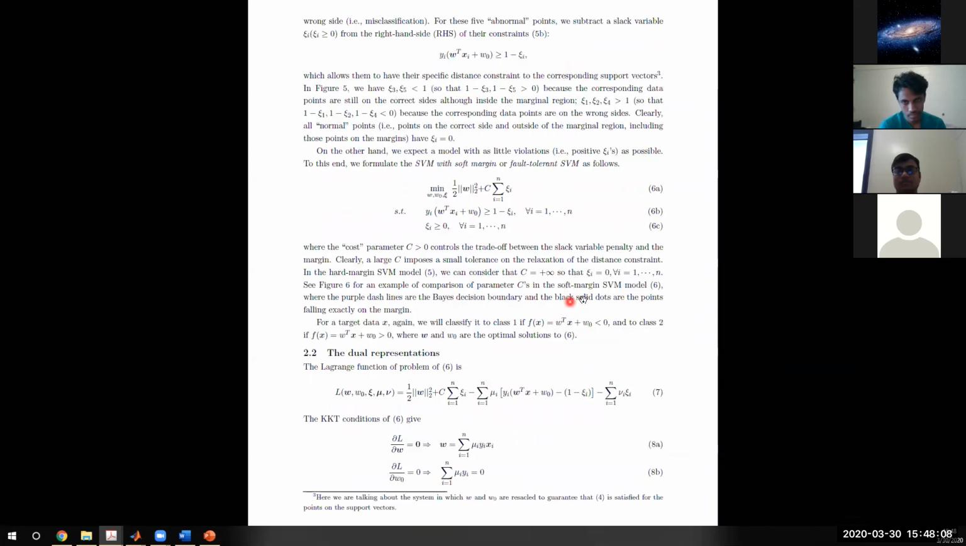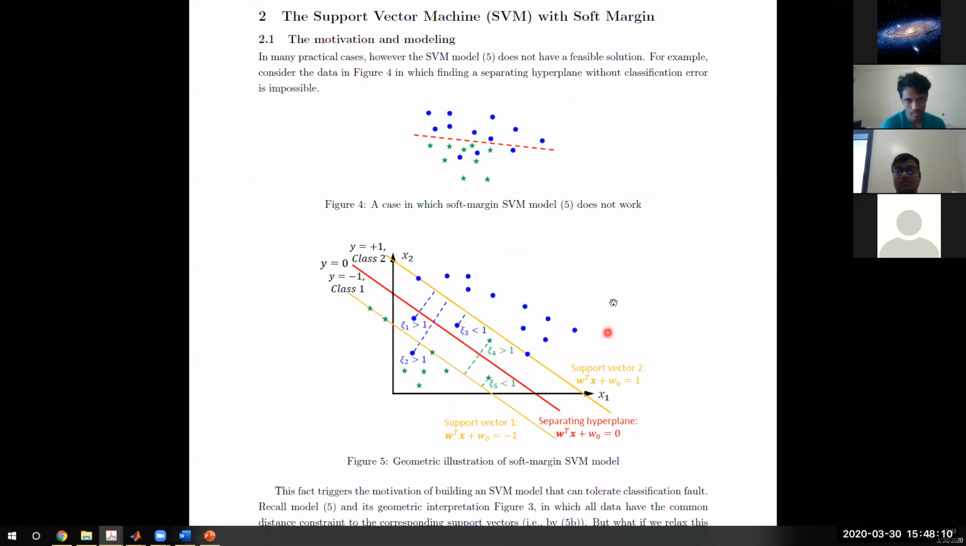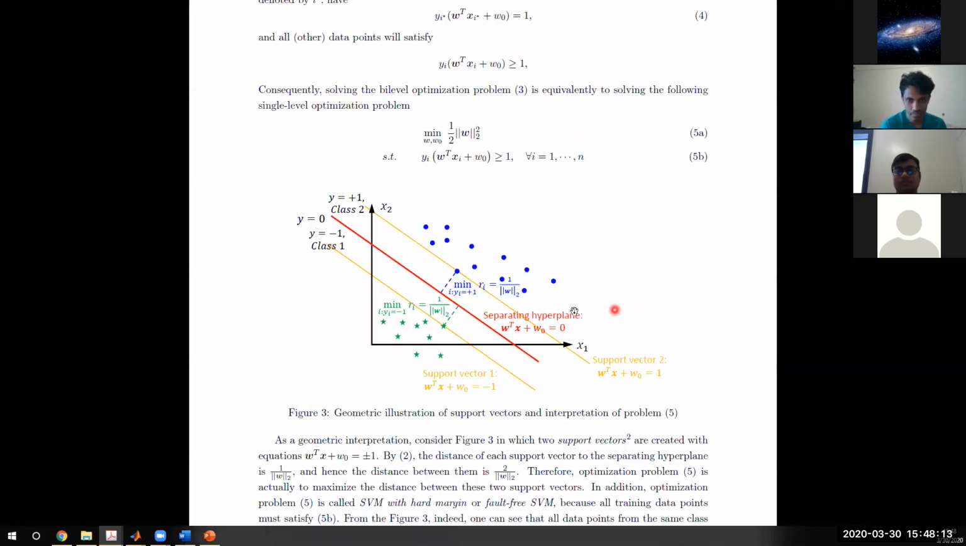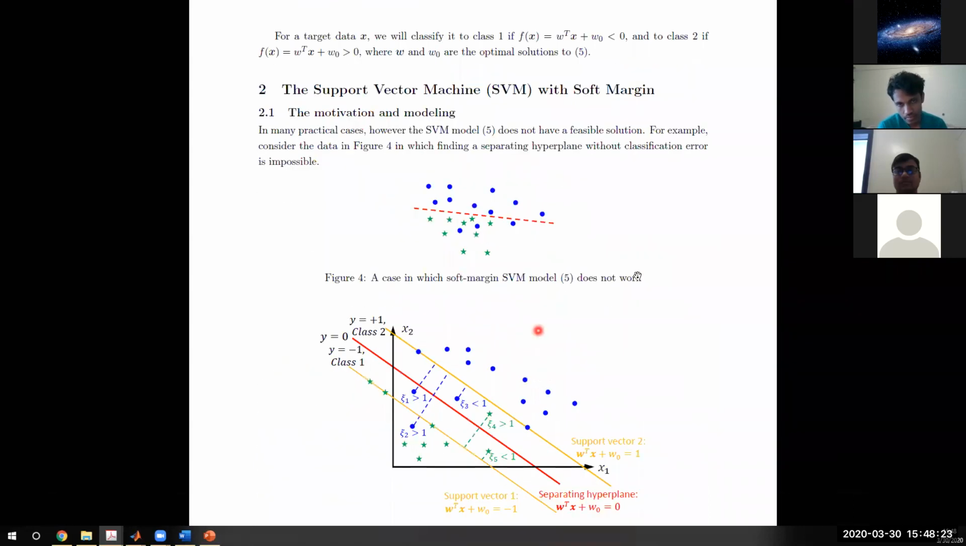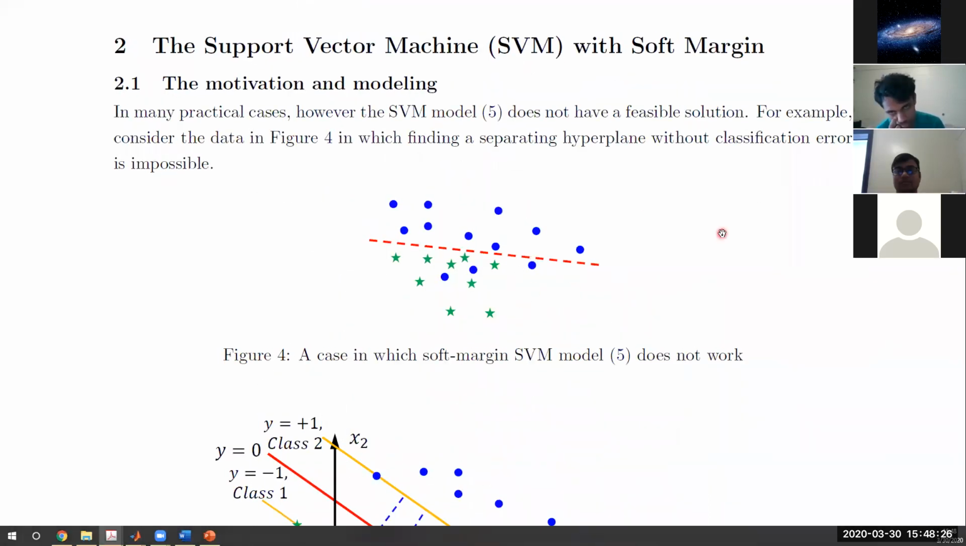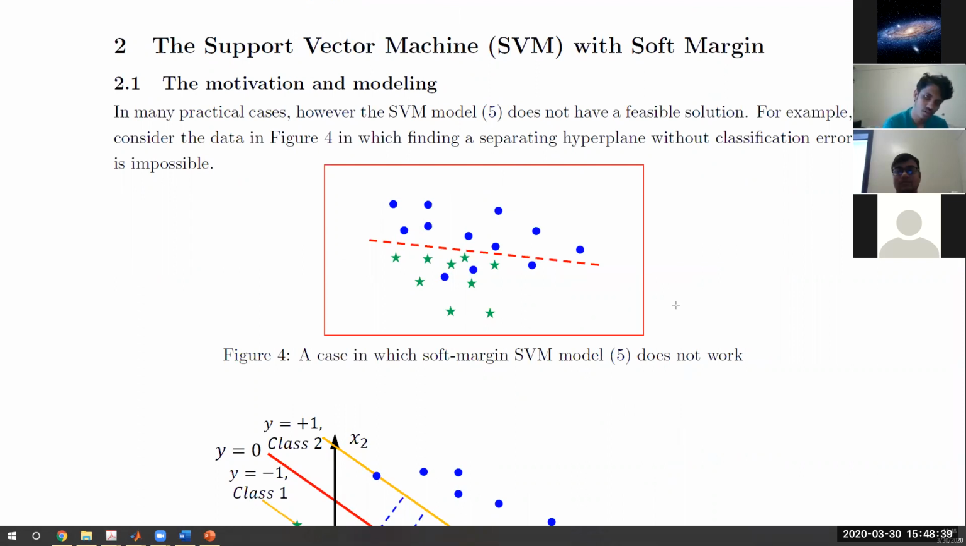As I just mentioned, this is a hard margin or tolerant or fault-free SVM. However, in many practical cases, you will never see this kind of ideal situation. You may probably see something like this. Something like this, how to handle? Unfortunately, no matter how you try, it's impossible to find a separating hyperplane which is fault-free. No matter how you choose the separating hyperplane, there are going to be some points with misclassification.